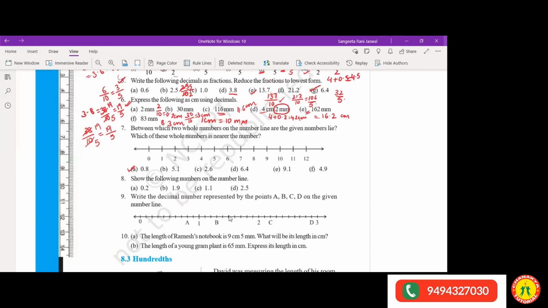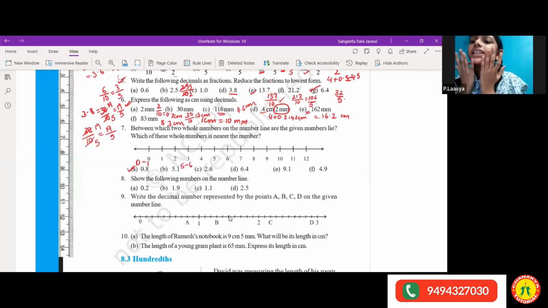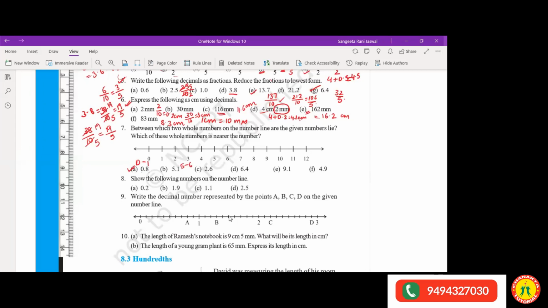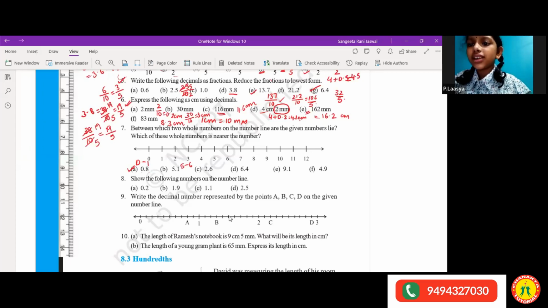0.8 lies between 0 and 1. 5.1 lies between 5 and 6. Ashwath, you tell me, where does 6.4 lie? I can't understand, ma'am. See, you have to tell me between which two numbers this decimal number lies. 0.8 lies between which two numbers? Between 0 and 1, they're saying, ma'am.